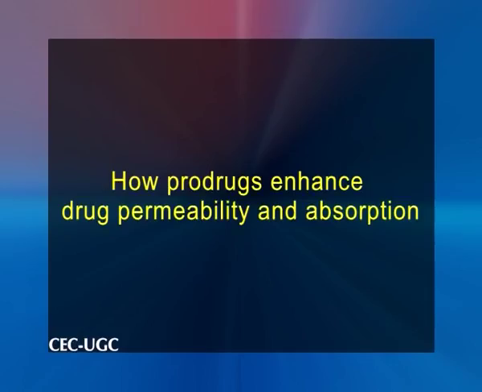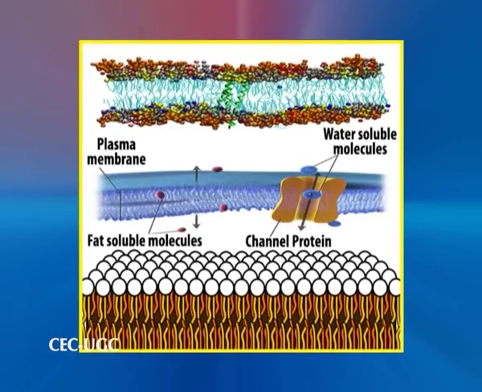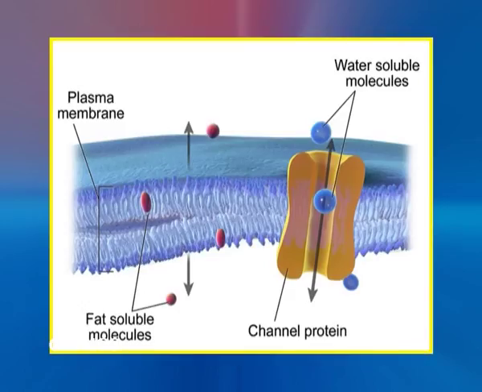After this, let's now understand how prodrugs enhance drug permeability and absorption. The transport of drug to its site of action usually requires passage through several lipid membranes. Therefore, membrane permeability has a considerable influence on drug efficacy. In oral drug delivery in particular, which is the preferred route for the majority of drugs, the most common absorption routes are unfacilitated and largely non-specific passive transport mechanisms.